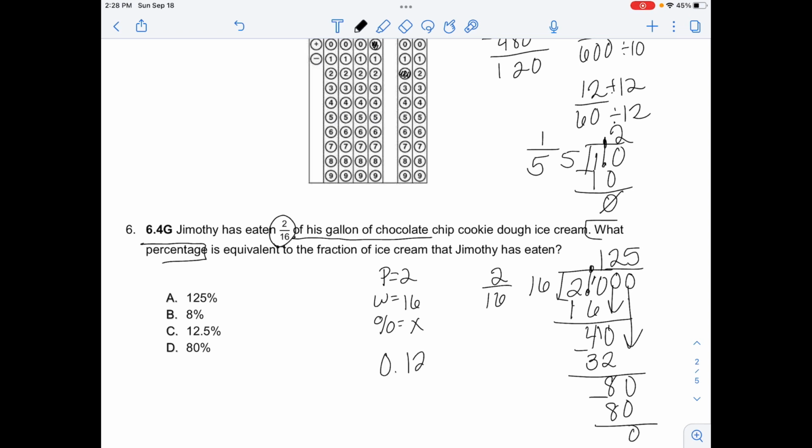This is my decimal, but I want the percent. So I need to move the decimal 2 places to the right, and I get 12.5%, which is my answer.